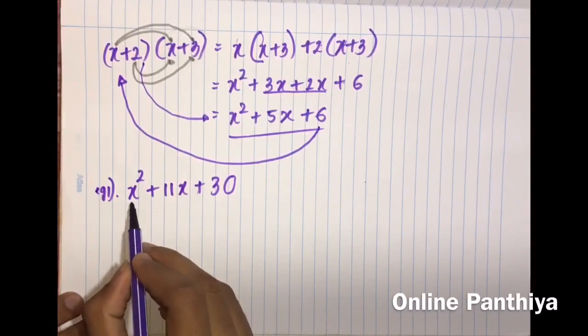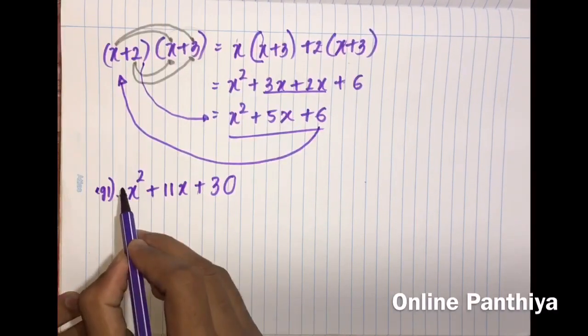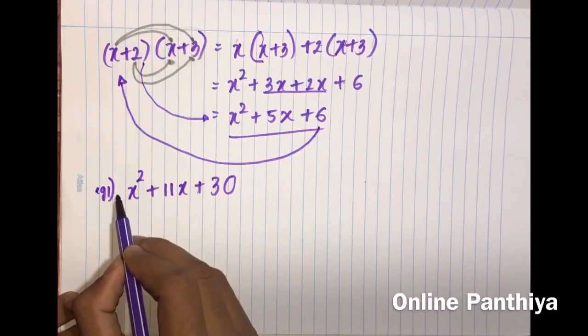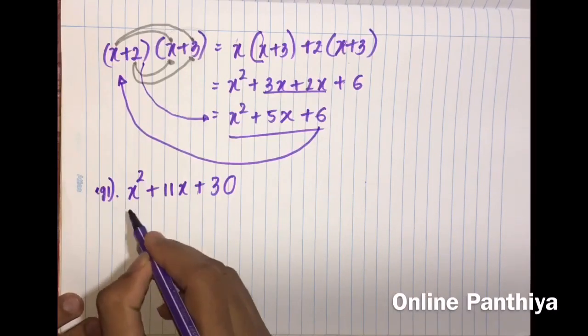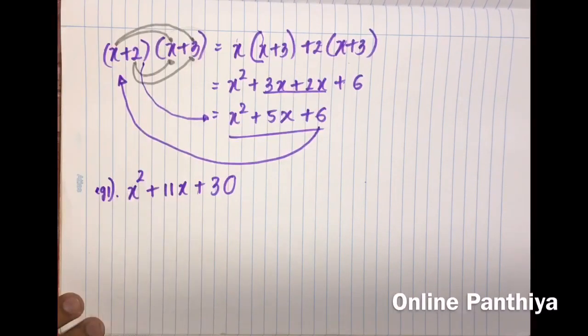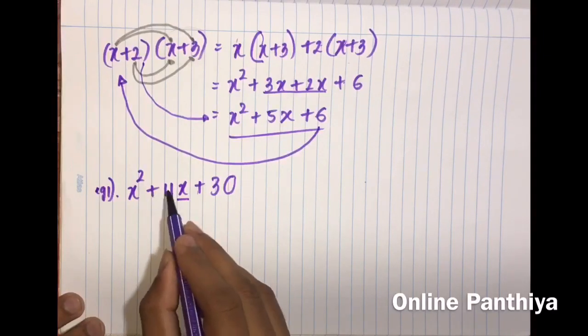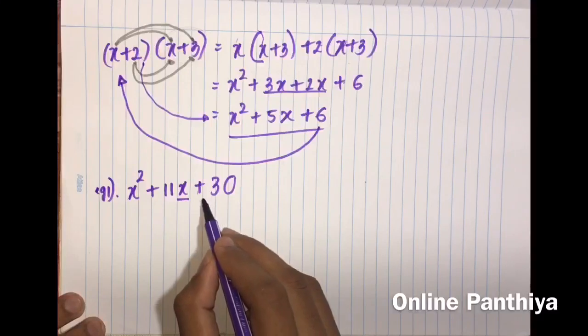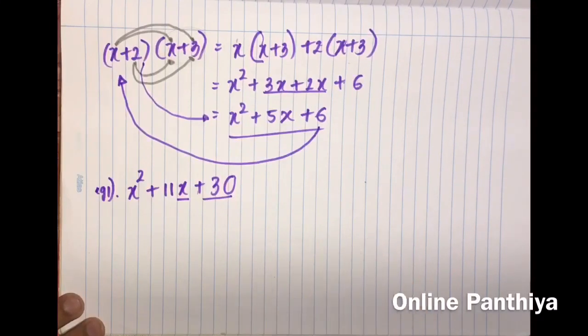You have to state it with the sign. Now if you take x squared, what is the coefficient of x squared? Since you have not written anything here, it is equal to 1, and the sign will be plus because you don't have a sign written. Therefore the coefficient of x squared is plus 1. And the coefficient of x is how much? It is equal to plus 11. And the constant, with the sign, you have to say it as plus 30.